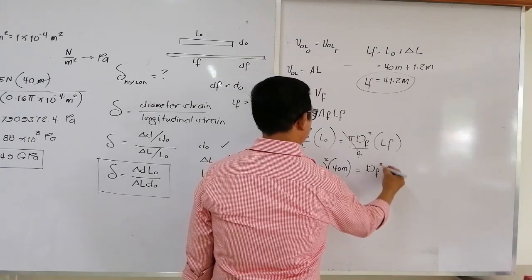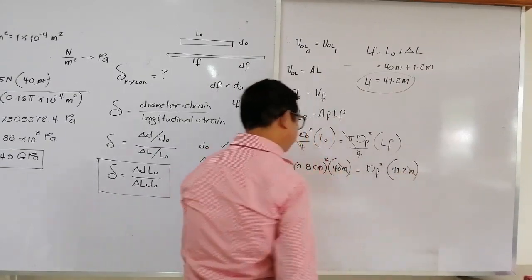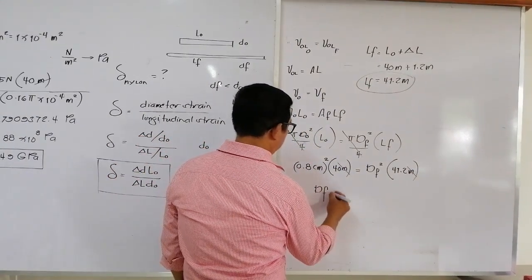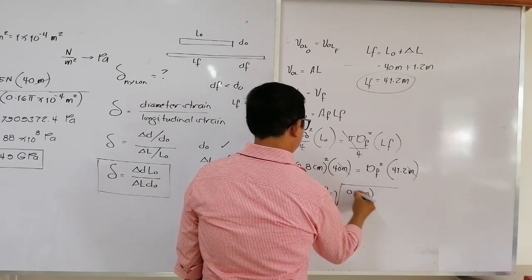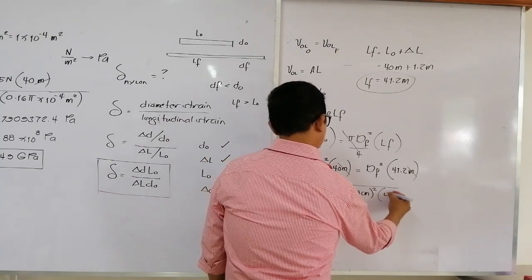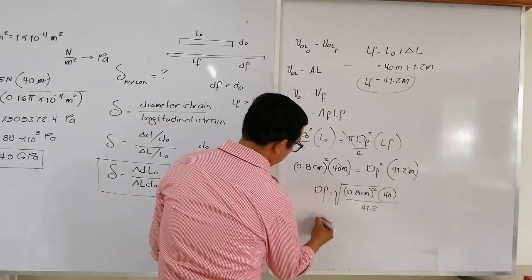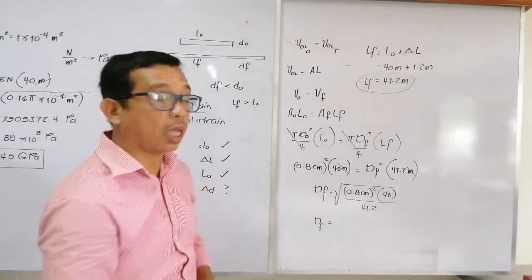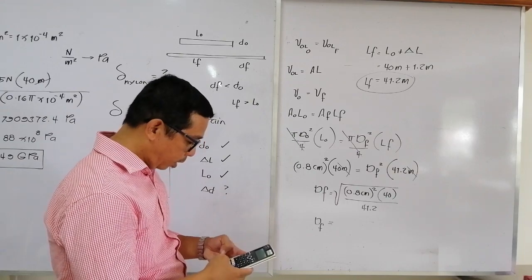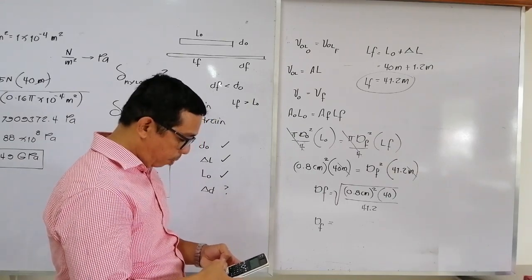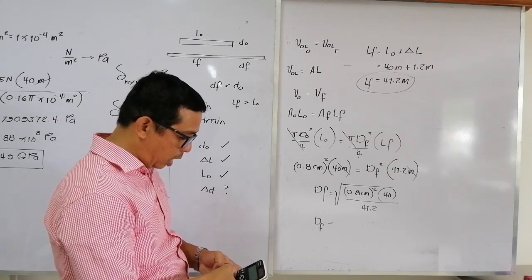Hanapin natin yung final diameter. Ang final length niya ay 40 plus 1.2, so 41.2 meters. Kakansela natin yung meters. So, para malaman natin ang final diameter, extraction siya ng root ng 0.8 cm that needs to be squared times 40 to be divided by 41.2. And why are we getting the final diameter? Kasi kung nakuha natin ang final diameter, malalaman natin ang change in diameter. So the value should be less than 0.8 cm. It's just that. And extracting the root of your answer.